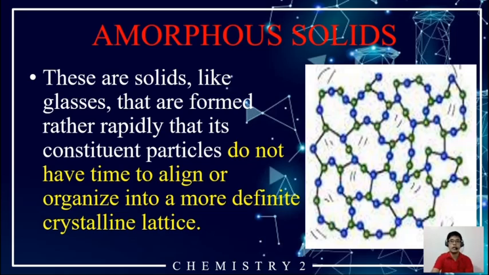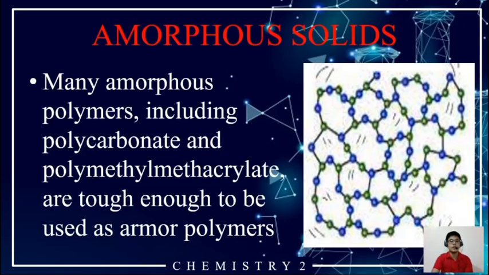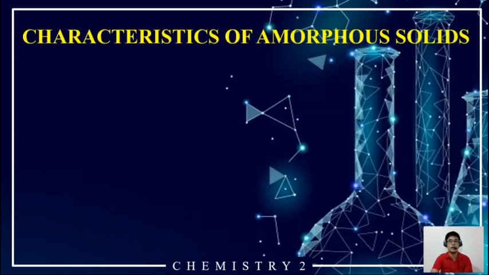Kasi itong mga amorphous solids ay minadali yung pag-form sa kanila. And take note also that many amorphous polymers, including polycarbonate and polymethyl methacrylate, are tough enough to be used as armor polymers. When we say polymers, these are combinations of monomers, which are structural units for solids. And the question now is, what are the characteristics of amorphous solids? So there are actually different characteristics of amorphous solids. Number one, they have irregular shape. As you can see on the picture shown kanina, irregular yung shape niya kasi nga minadali siyang nagawa.